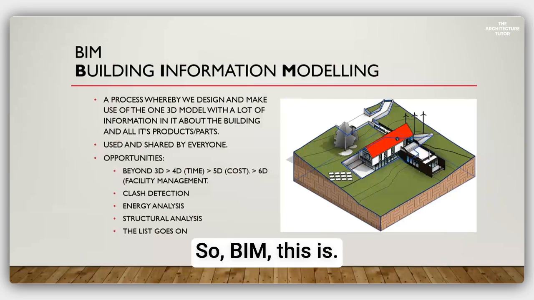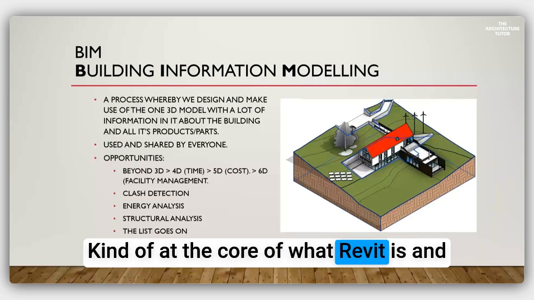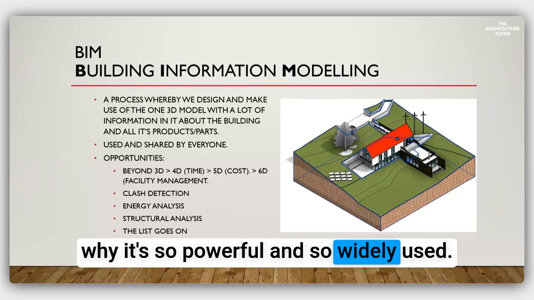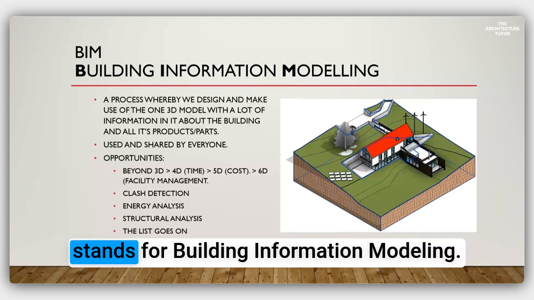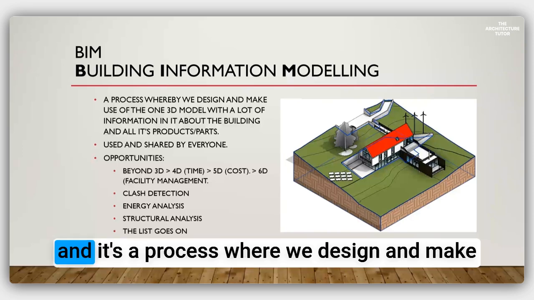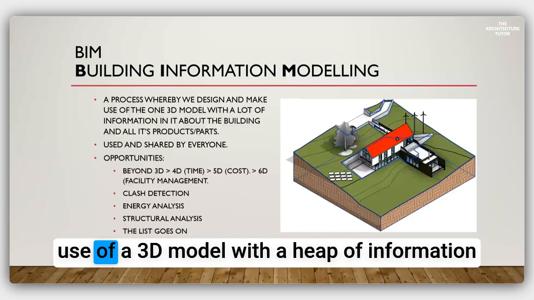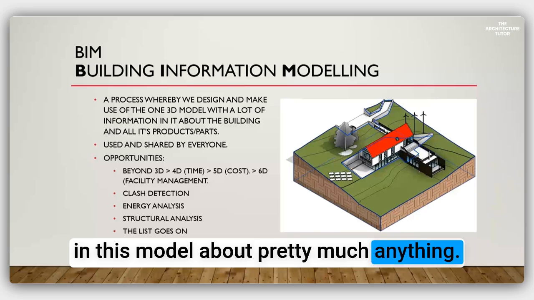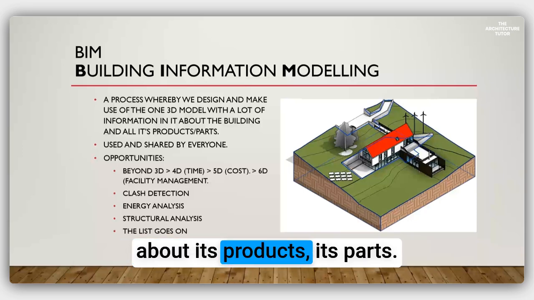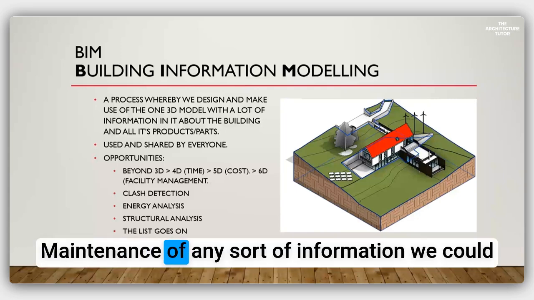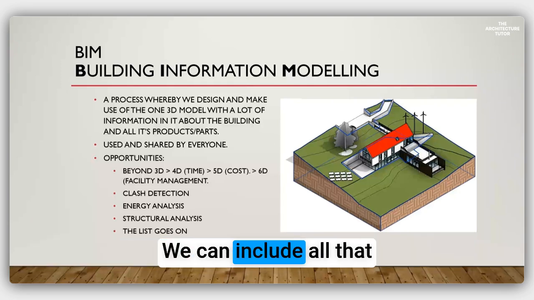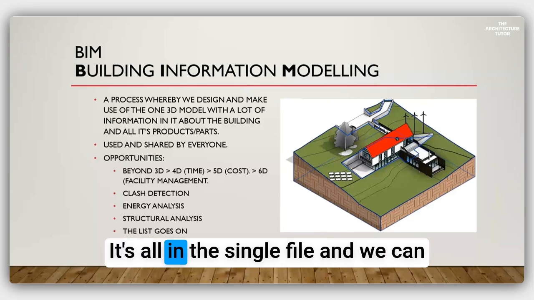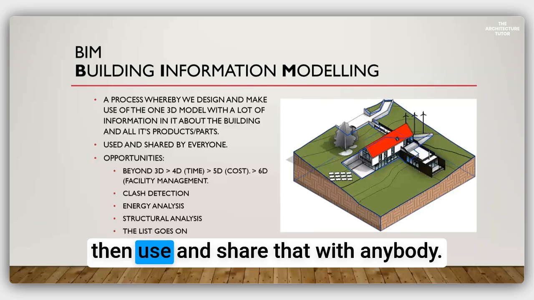So BIM, this is at the core of what Revit is and why it's so powerful and so widely used. Revit is a tool to achieve BIM, which stands for Building Information Modeling. And it's a process where we design and make use of a 3D model with a heap of information in this model about pretty much anything. So anything about the building, about its products, its parts, maintenance of it, any sort of information we could possibly want to associate with the building itself. We can include all that information within the one model. It's all in the single file. And we can then use and share that with anybody.